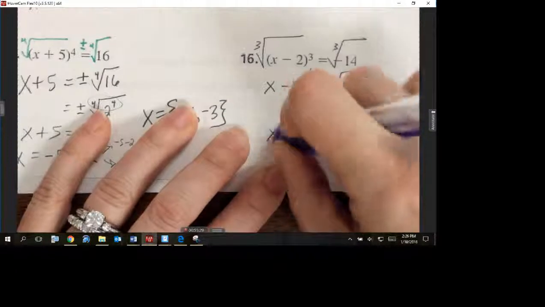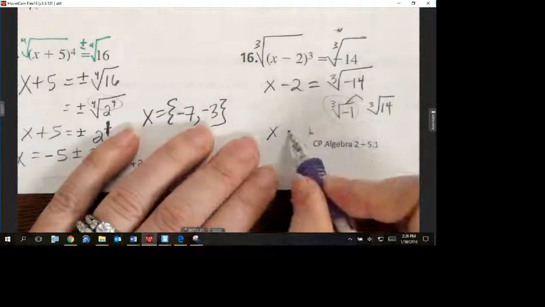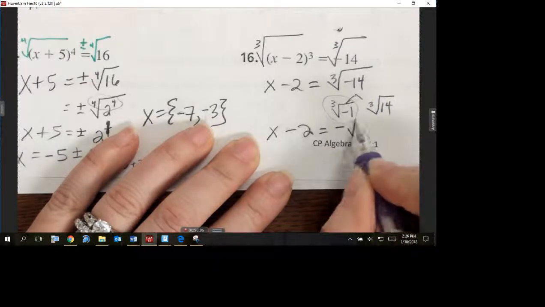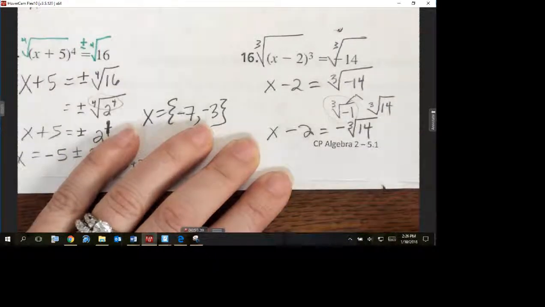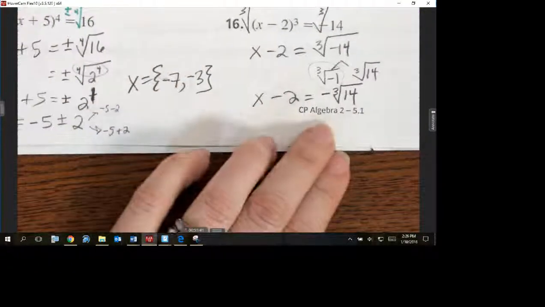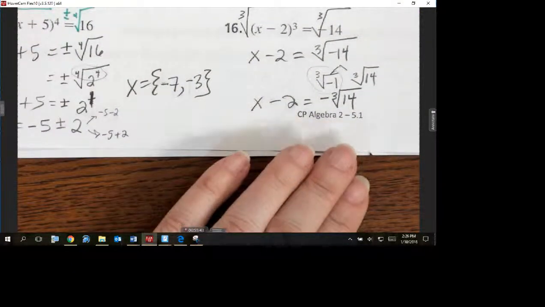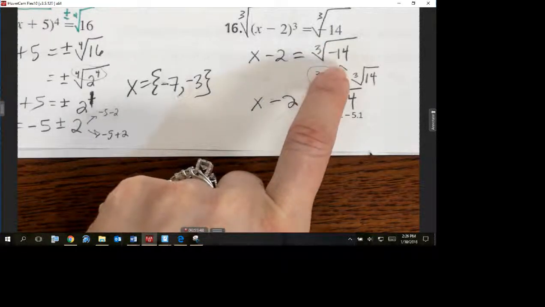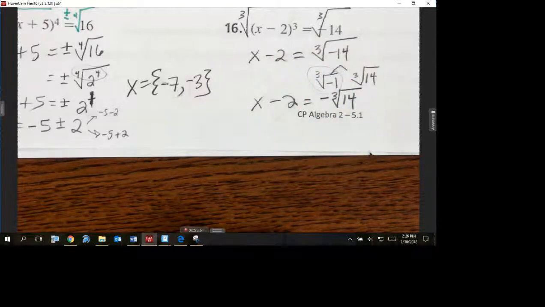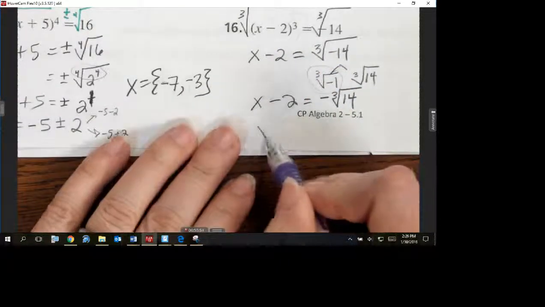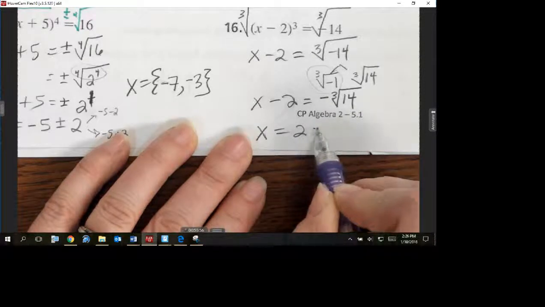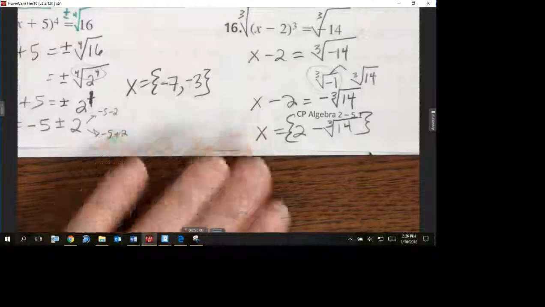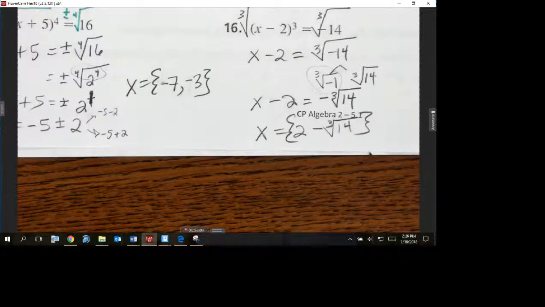So now I have x minus 2 equals negative cube root 14. I did not need plus minus because it was an odd root. But I do have that negative sign because it was a negative to begin with. And then from there, I'm just going to add the 2 to both sides, and I'll get x equals 2 minus cube root 14, which I don't know the answer unless I type it in my calculator, but I'm not going to take time to do that right now.